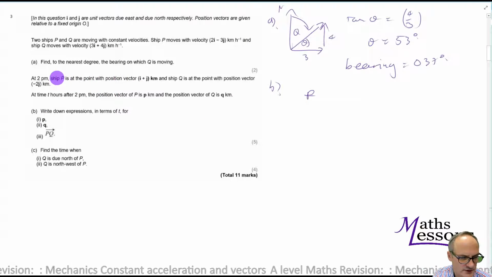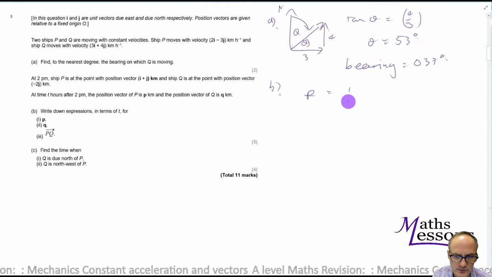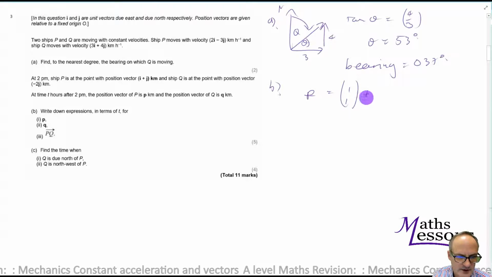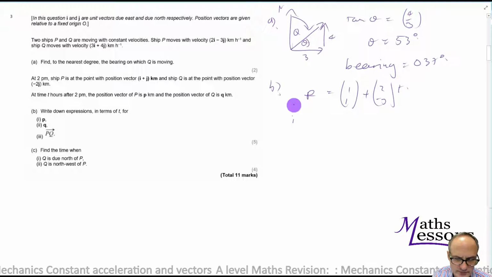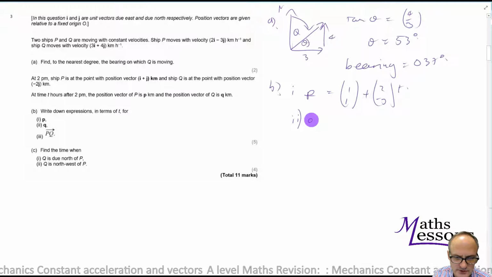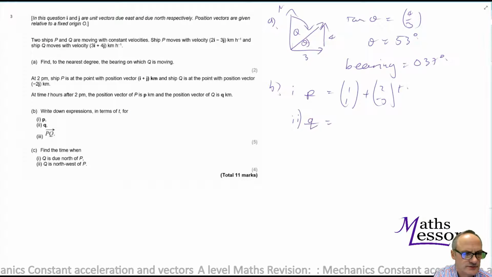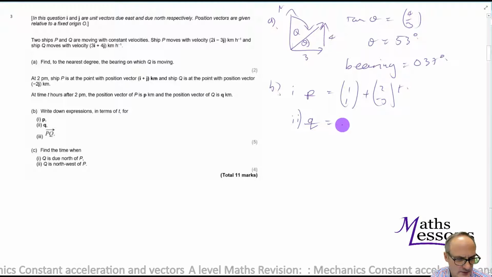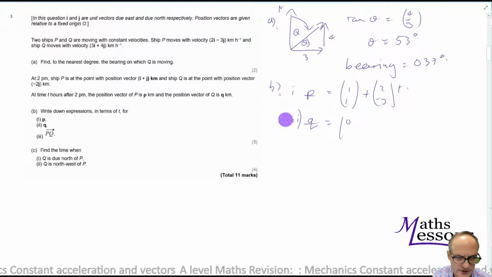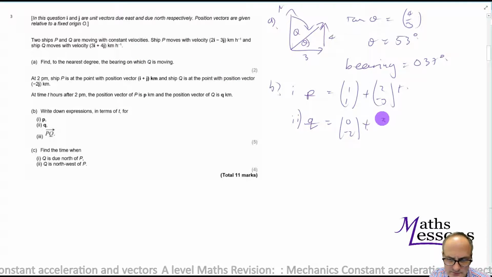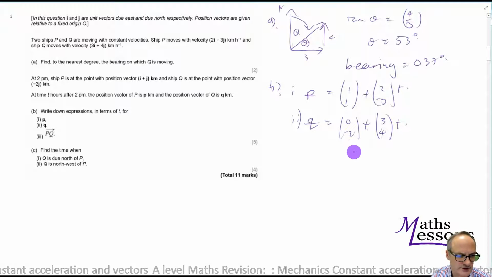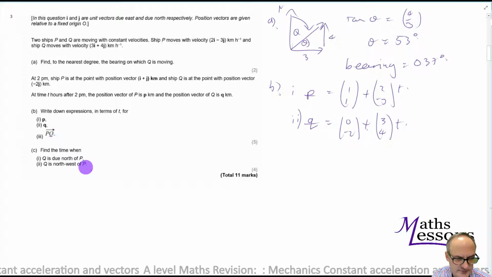P is at the position vector i + j at 2 p.m. So we're going to have (1, 1), and then we're going to add on to that t lots of this: (2, -3) lots of t. And that was part 1. And part 2, we've got Q is equal to (0, -2) to start with, plus (3, 4) lots of t. And we want to find PQ.